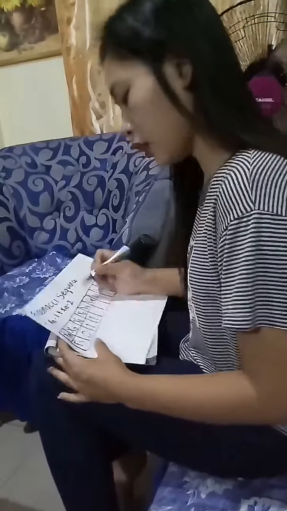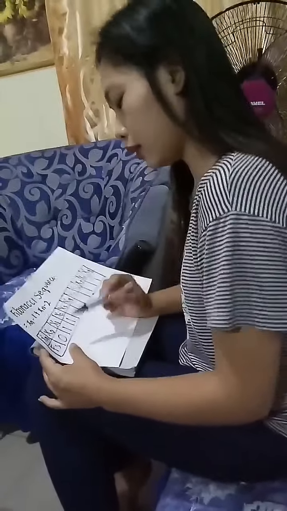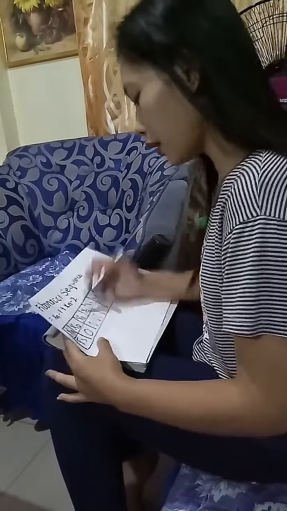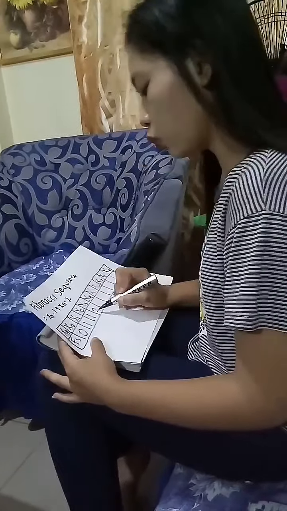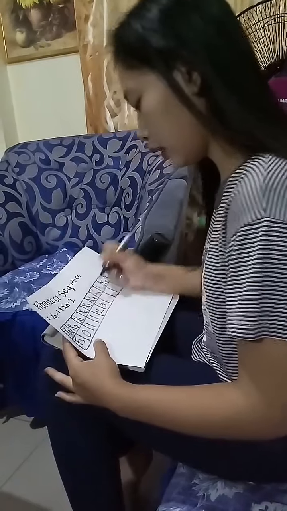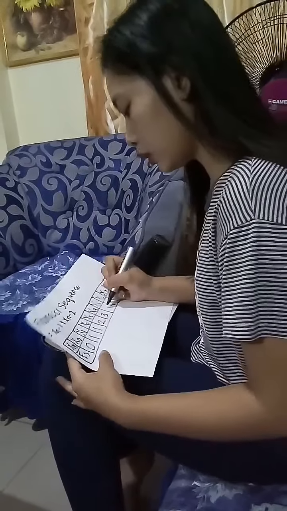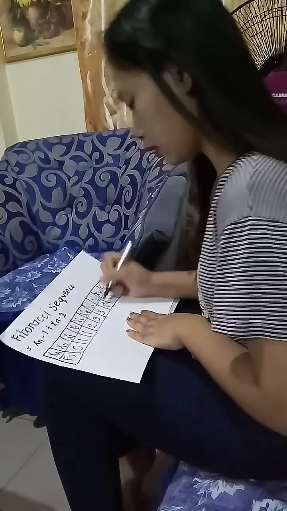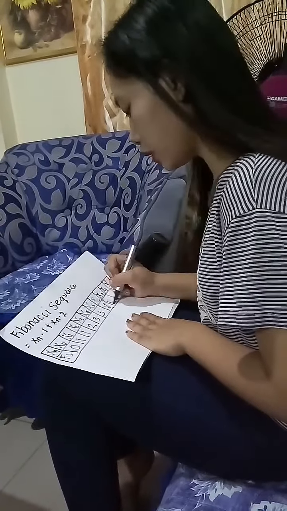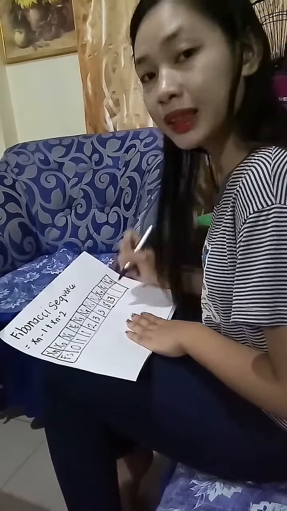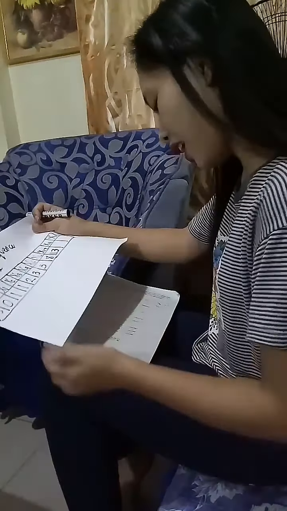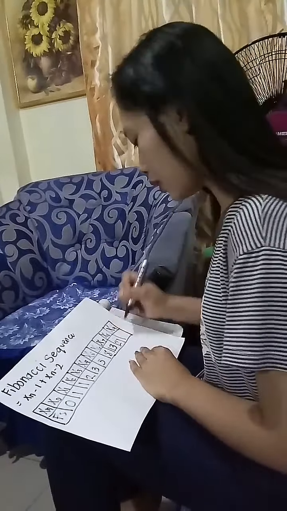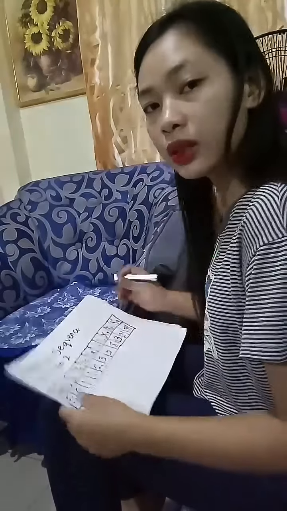0, 1, 1. We are just going to add. 0 plus 1 equals 1. 1 plus 1 equals 2. 2 plus 1 equals 3. 3 plus 2 equals 5. 3 plus 5 equals 8. 8 plus 5 equals 13. 8 plus 13 equals 21. And 21 plus 13 equals 34. So, we are going to check it.